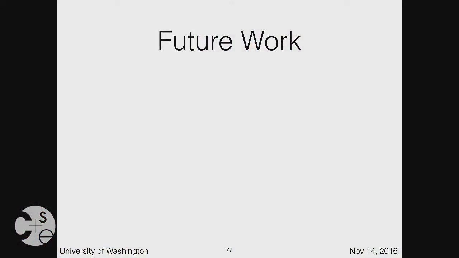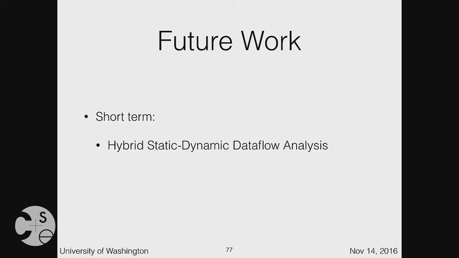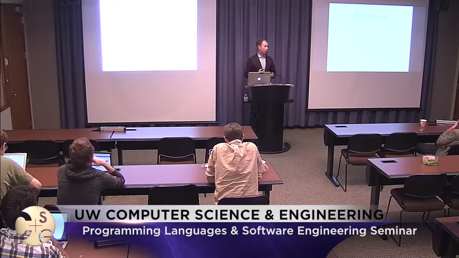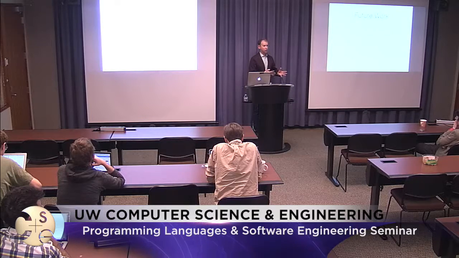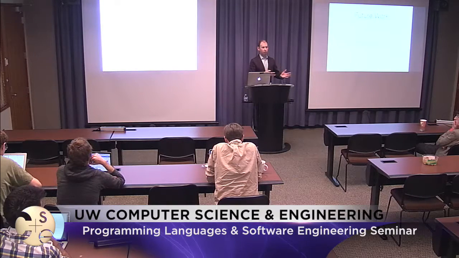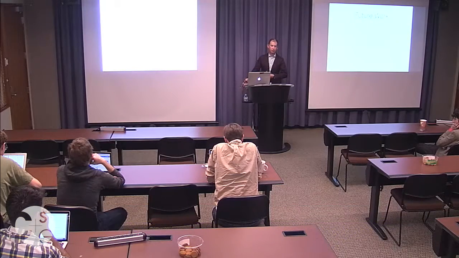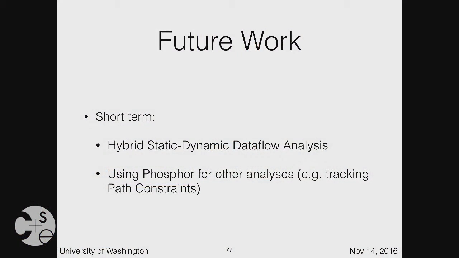So in terms of what's on my research horizon, in the short term, I'm looking at a lot of Phosphor optimizations. In one case, we're really interested in trying to apply various hybrid static-dynamic data flow analyses. Maybe the static analysis can be sound, but imprecise, but it can inform our dynamic analysis: hey, you don't need to do runtime checking in this area of the program, we already checked it. I'm also really excited about using Phosphor for other kinds of dynamic analyses, including, for instance, instead of tracking taint marks, using it to track path constraints on variables.